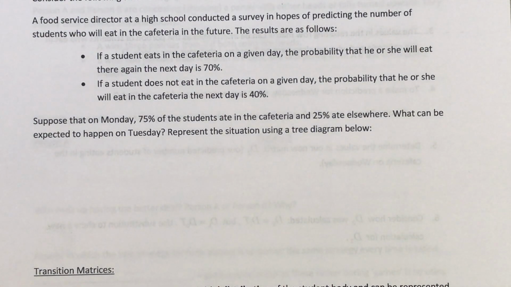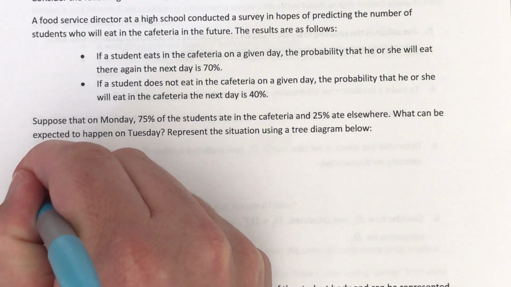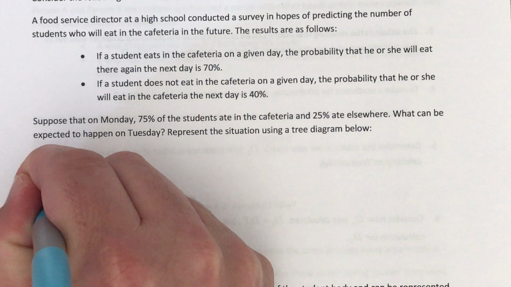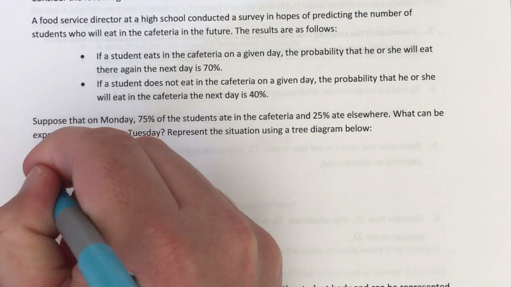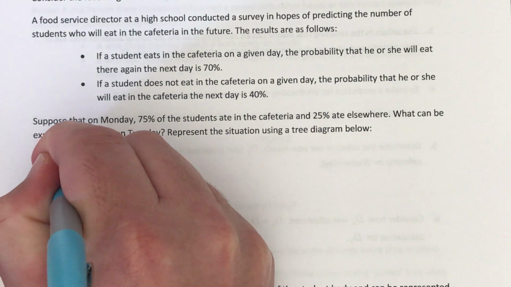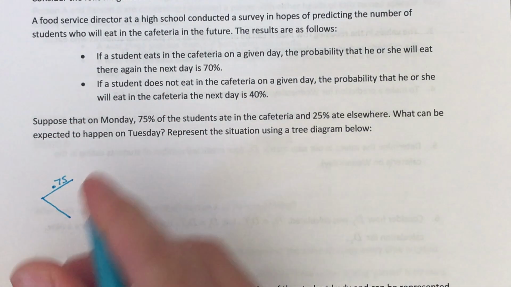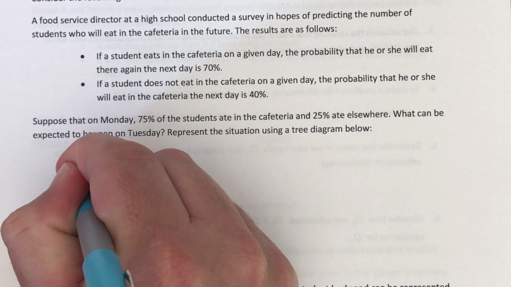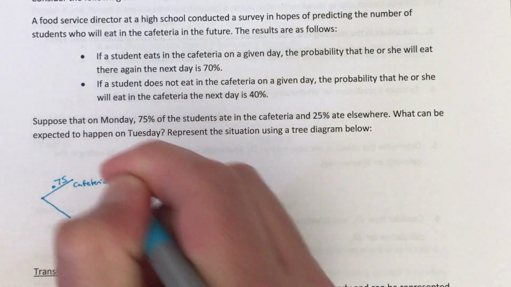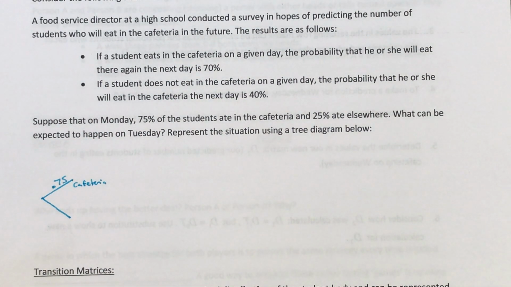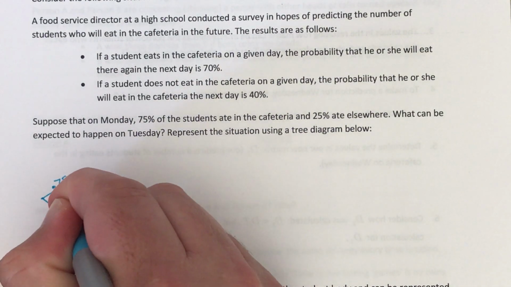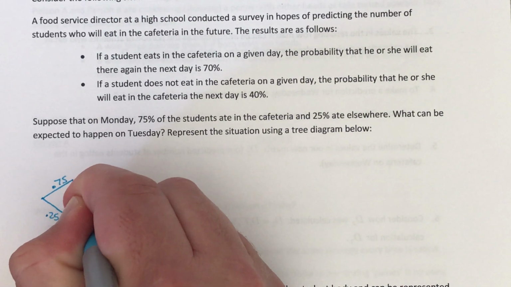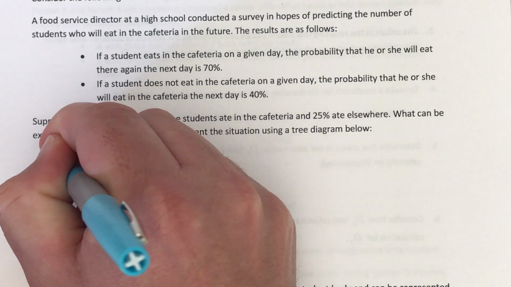So we did some of this earlier on in the year. We'll start with Monday. On Monday, we know that 75% ate in the cafeteria, so 0.75 were in the cafeteria, which means that 25%, or 0.25, ate elsewhere. And again, that's for Monday.